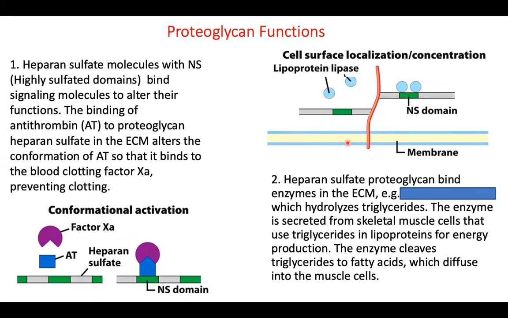The second thing over here is that we talked about how another thing that heparin sulfate can do using its domain is that it can upregulate. Upregulate means increase the activity of certain enzymes. What is an example of an enzyme that can be upregulated? Lipoprotein lipase. Exactly, lipoprotein lipase. So these are two different functions of heparin sulfate.